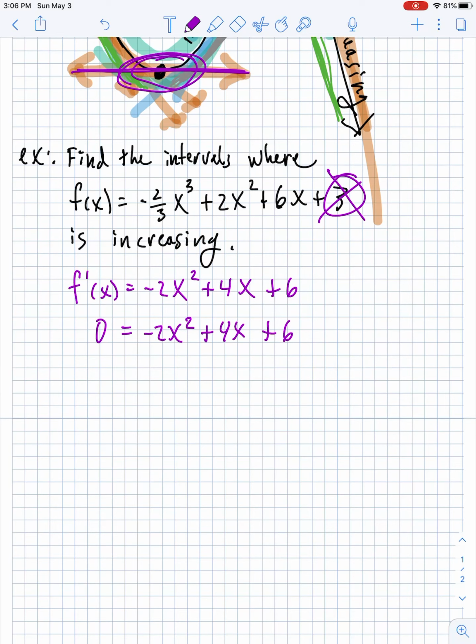Now we need to solve this algebra 2 style. You guys see how this and this are all divisible by negative 2? Let's divide everything by negative 2. And then the 0 divided by negative 2 would still be 0. And then we would get x squared minus 2x minus 3. Cool. Now I need to find two numbers that multiply to negative 3 and add to negative 2. Those would be what? Negative 3 and positive 1?